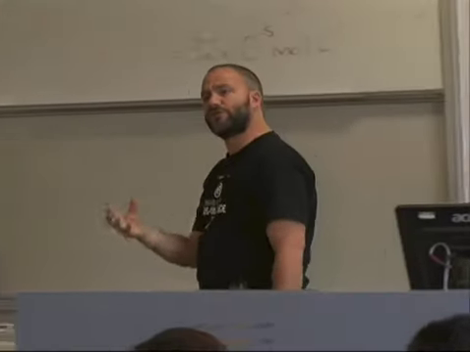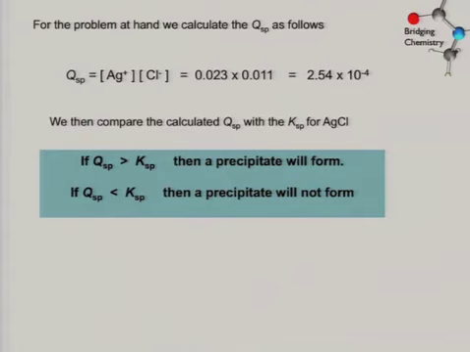Then what we do is kind of like what we did with the QK stuff yesterday. We take that value for the QSP and we compare it to the KSP, the equilibrium constant for this equilibrium, and we see if it's bigger or smaller. And so we have another couple of rules to remember, right? If the QSP that you work out is bigger than the KSP, then you get a precipitate. And if the QSP is smaller than the KSP, then you don't get a precipitate. You don't see any solid formed, right?